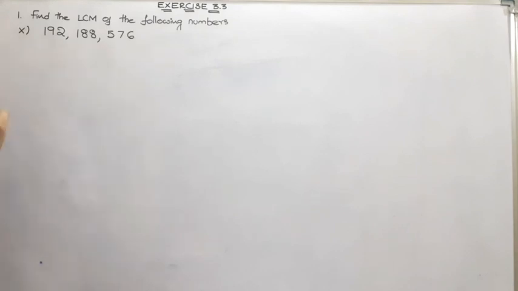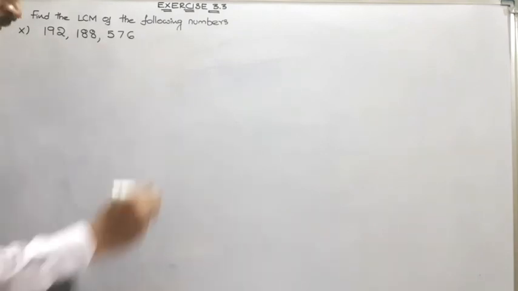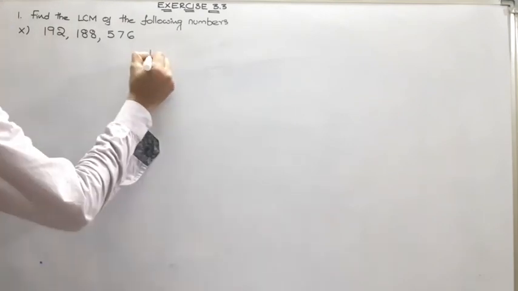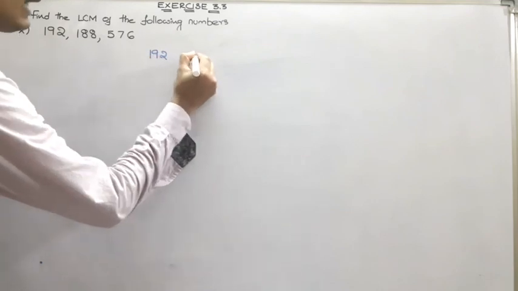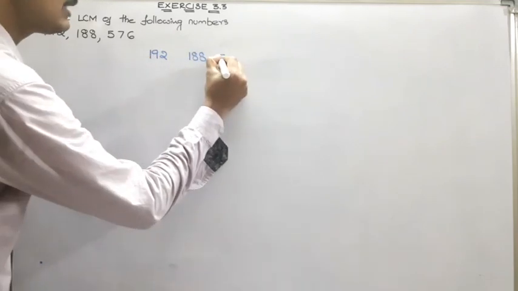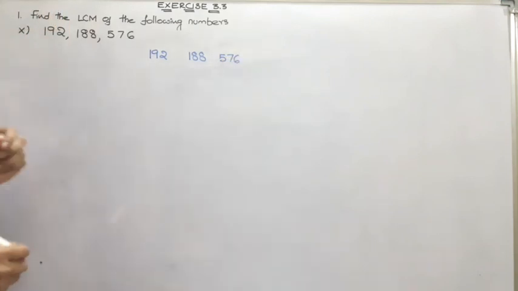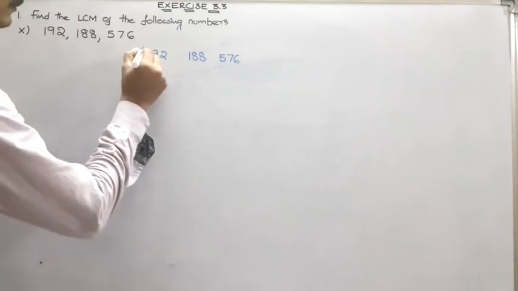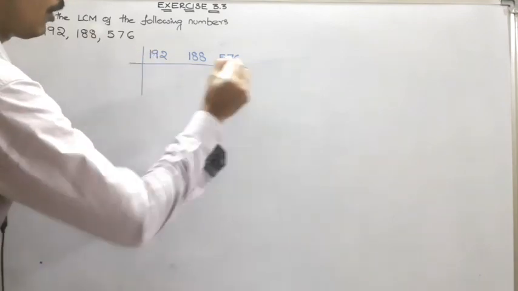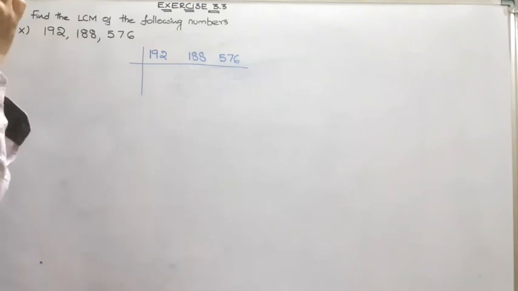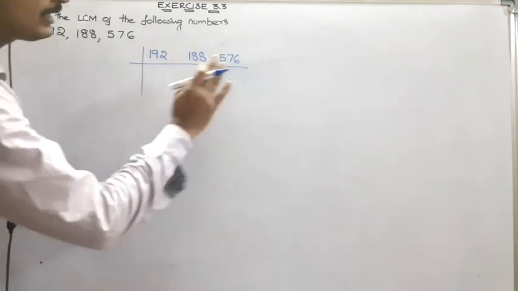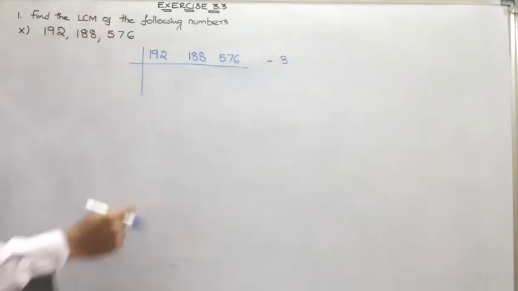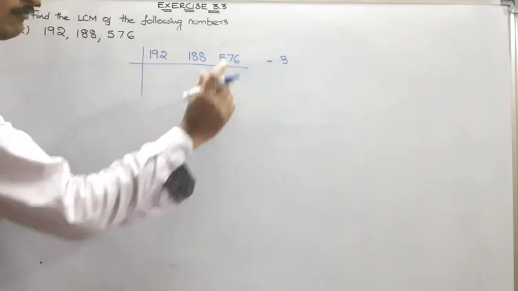So the given numbers are 192, 188 and 576. Only for your understanding purpose I want to write one thing. So how many numbers are here? 3 numbers. You please don't copy this one. The numbers are 192, 188 and 576.